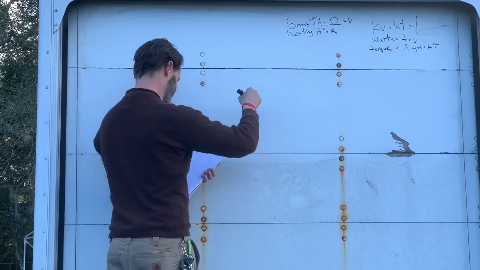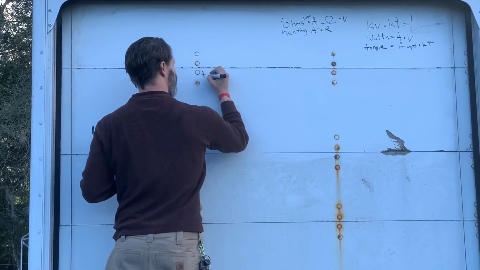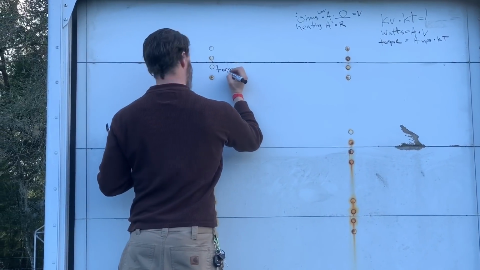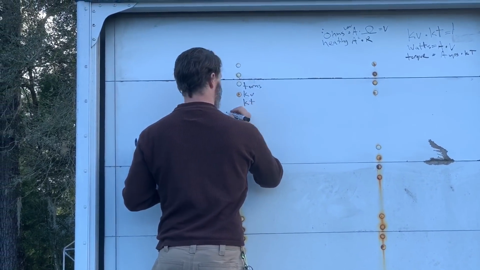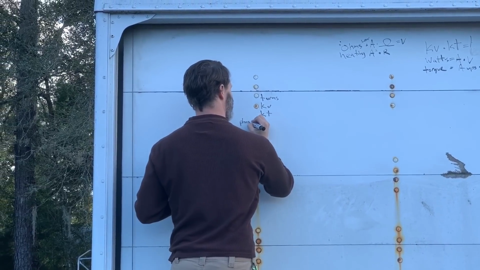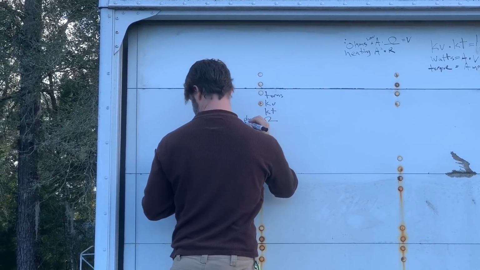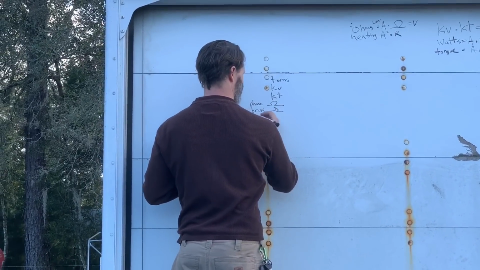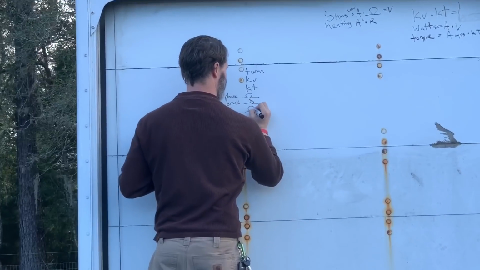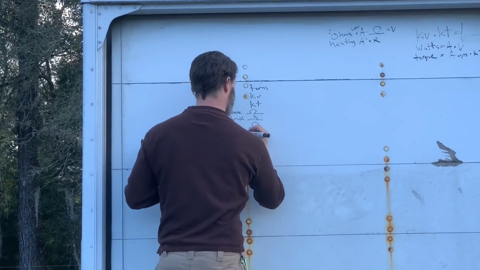So I'm going to do a little chart right here. We have our turns, kV, KT, phase resistance, phase ohms, brush ohms, total ohms. Then we work out our amps.